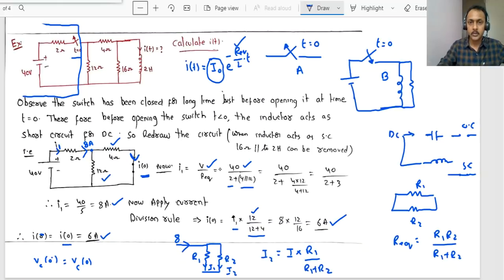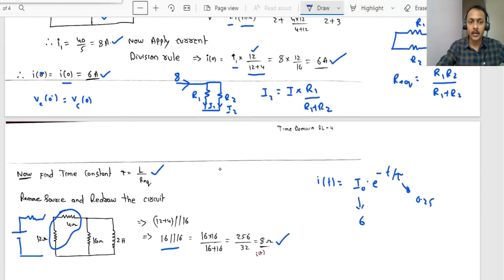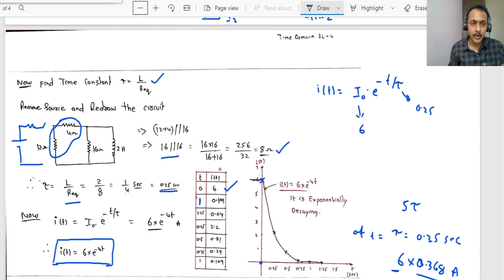Now, in this R by L, R is nothing but R equivalent. How did we calculate R equivalent? After opening the switch, this is the remaining part of the circuit. For this circuit, we have calculated the R equivalent. In place of tau, we have to write L by R equivalent. If only one resistor is given, then that is not a problem. But here, so many resistors are there in combination, so we have to calculate the R equivalent, right? So this is how we can do this problem.